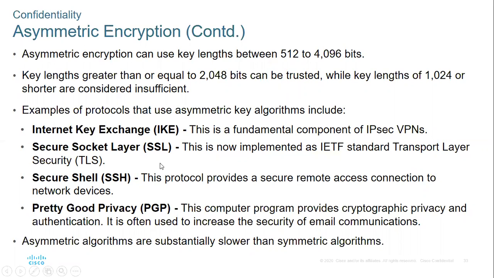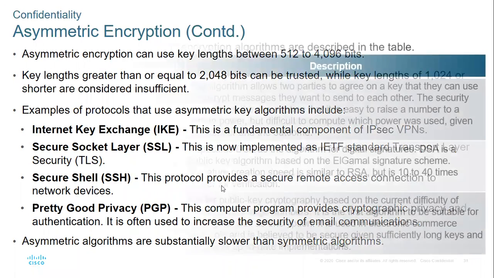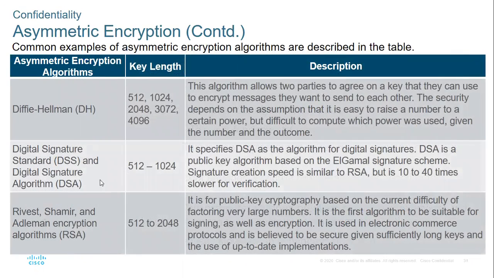Okay, Secure Shell. That is, if you want to manage a device at a distance securely, we normally use Secure Shell. Okay, and then we have Pretty Good Privacy. Okay, so it is a computer program that provides cryptographic privacy and authentication. Of course, this one is used to secure emails. Okay, so these are examples of asymmetric encryption.